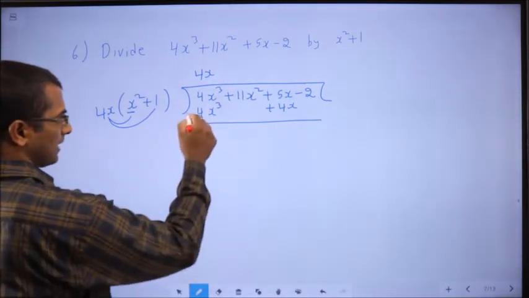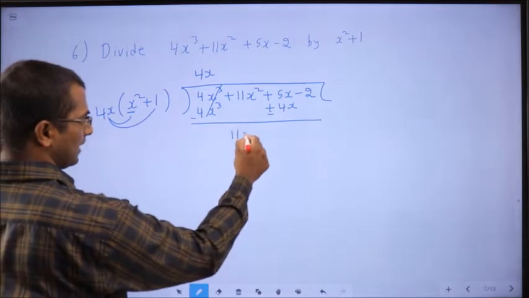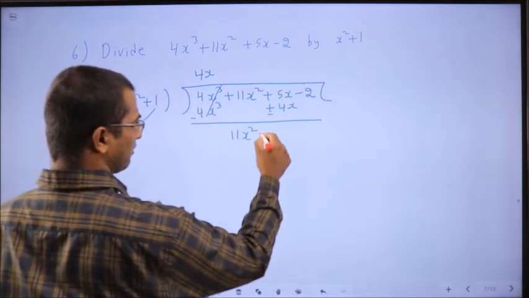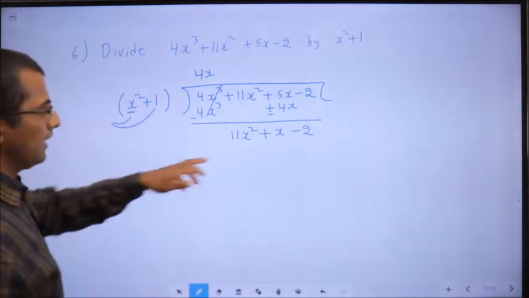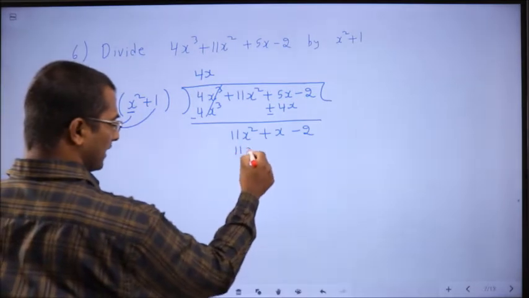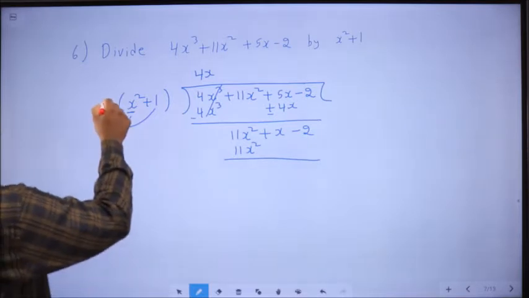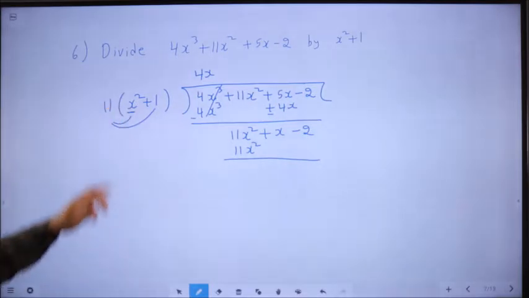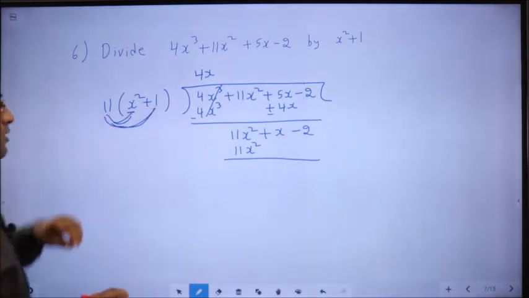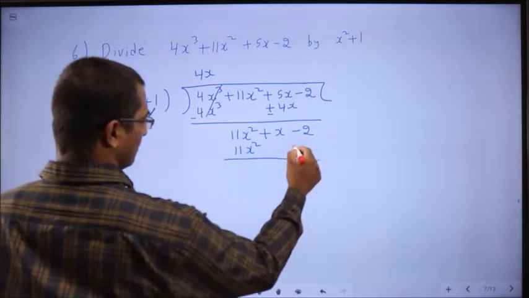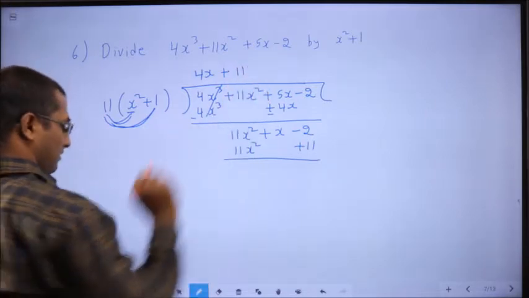Now change the sign. Minus, minus. This cancel out. 11x square comes down. Plus 5 minus 4 is plus x minus 2. Now, here 11x square, below this also I should get 11x square only. So here x square I should get 11x square means I need to multiply with plus 11. So 11 when I am multiplying to x square, 11 should also multiply with 1. So 11 into 1, 11. So write it here. And second term of the quotient is 11.